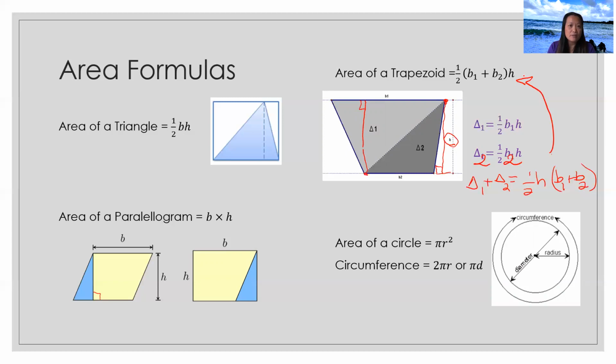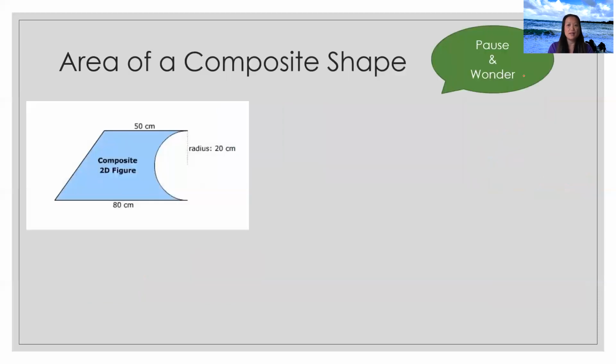All right. So we're going to use these formulas here to find the area of some composite shapes, like this one. I really want you to pause the video now and wonder how you would go ahead and approach this problem. Now, once you have thought about it, let's take a look.